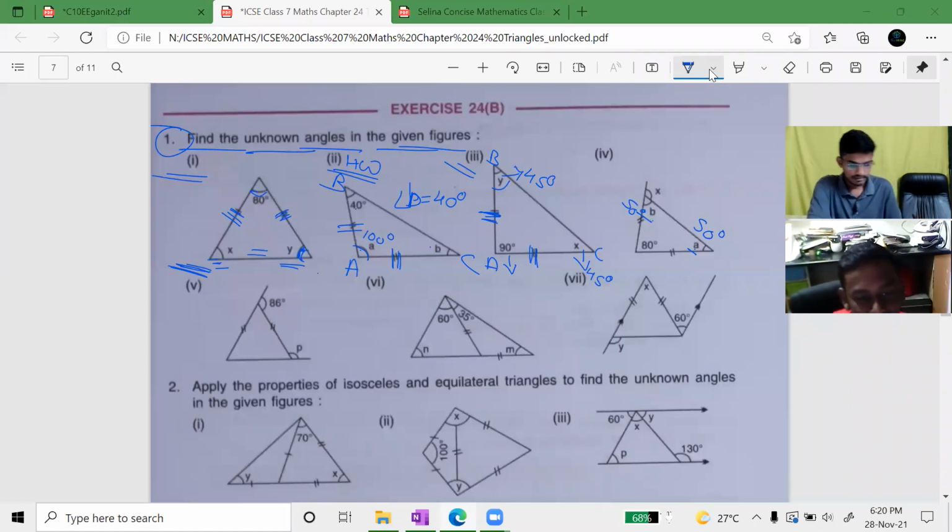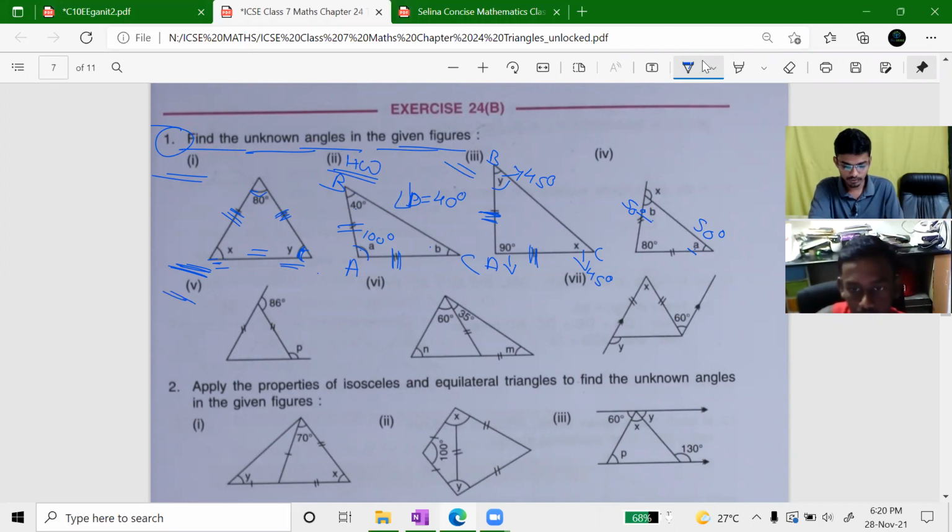Come on. So, in question number 5, now we will go through question number 5. You can see one external angle is given. Yes or no? And what they have asked us is to find the unknown angles, and we have to find this P. First of all, we have to understand the diagram. Once you come to know the diagram, you can easily write the solutions.